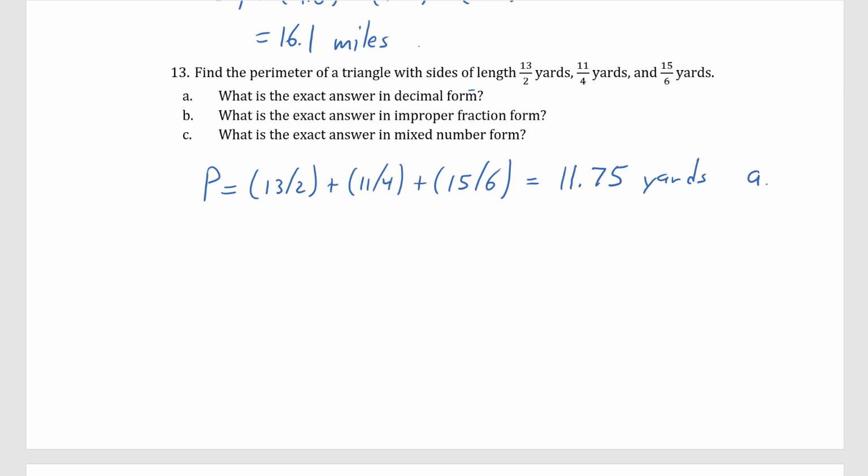And notice there's nothing repeating. The decimal doesn't go off the screen. We call this a terminating decimal. So we don't need to do an approximate decimal, and it doesn't ask us for one here. There's no need to round. We don't have infinitely many decimal places. If we convert that to a mixed number, we'll have 11 3/4 yards. That is answer C. And if you convert that to an improper fraction, you'll have 47/4 yards, and that is answer B, the improper fraction form.